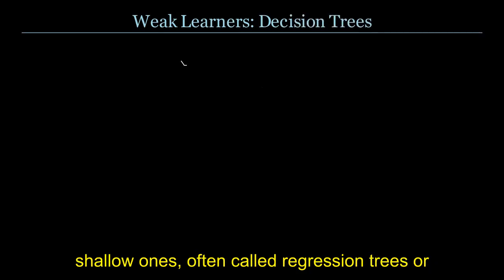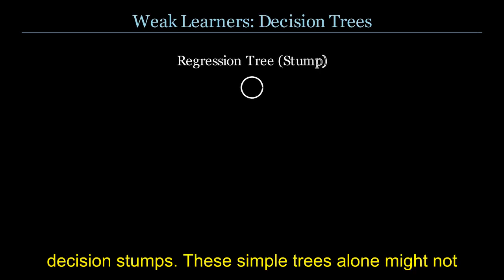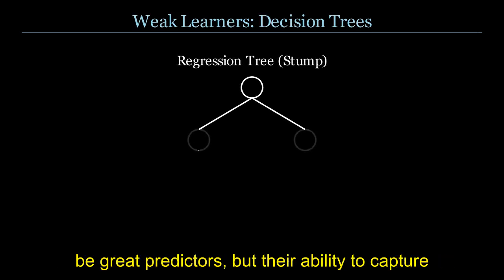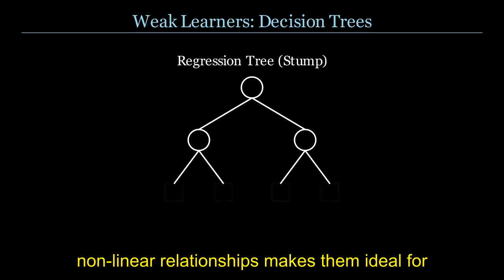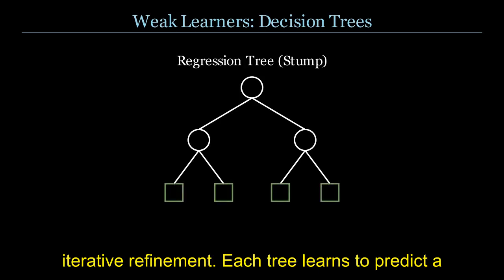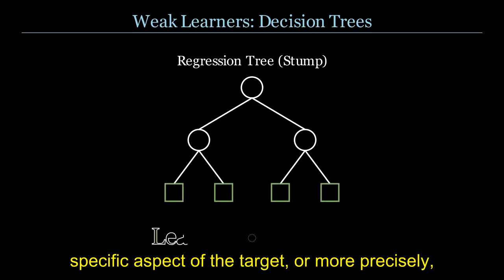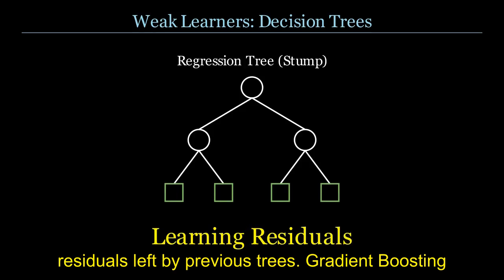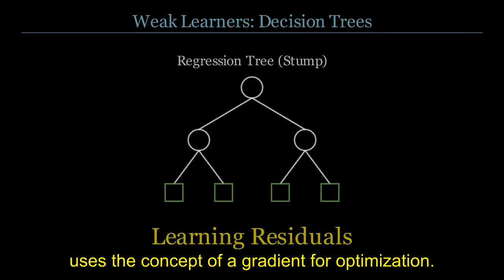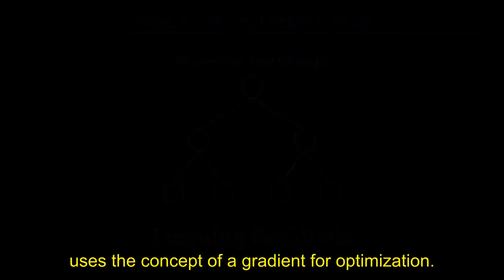Decision trees are the most common weak learners in boosting, specifically shallow ones, often called regression trees or decision stumps. These simple trees alone might not be great predictors, but their ability to capture nonlinear relationships makes them ideal for iterative refinement. Each tree learns to predict a specific aspect of the target, or more precisely, residuals left by previous trees. Gradient boosting uses the concept of a gradient for optimization.